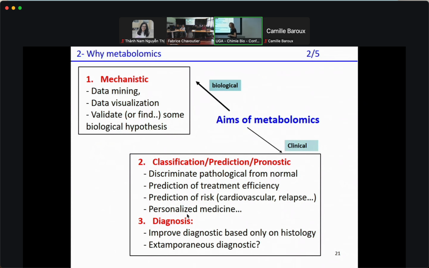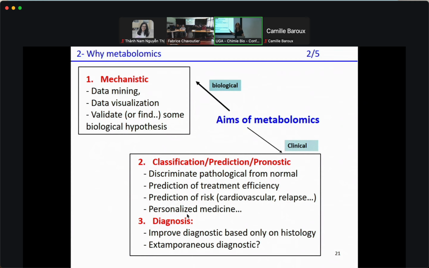So I will show you some examples. So we have the metabolic profile or the fingerprint of a pathology compared to normal state. To predict also treatment efficiency, to predict a risk to develop a cardiovascular pathology or to relapse from cancer, for example. And this is what we call personalized medicine. And for diagnosis purpose, also to improve diagnosis.